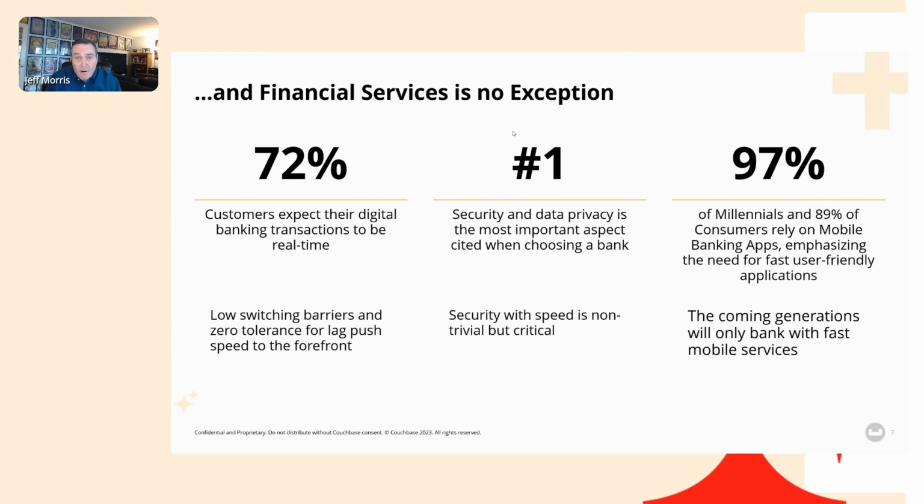Security and data privacy are ultimate. They're absolutely number one considerations. The financial services customers I'm talking to, in many cases, are operating in their own data centers because of privacy concerns, and some are only beginning to dip their toe in the cloud. So security with speed is a non-trivial exercise, of course. And of course, 97% of millennials and 89% of consumers rely on mobility and mobile banking apps. That number is actually only going to go up in terms of the feature functionality that you need to be delivering.